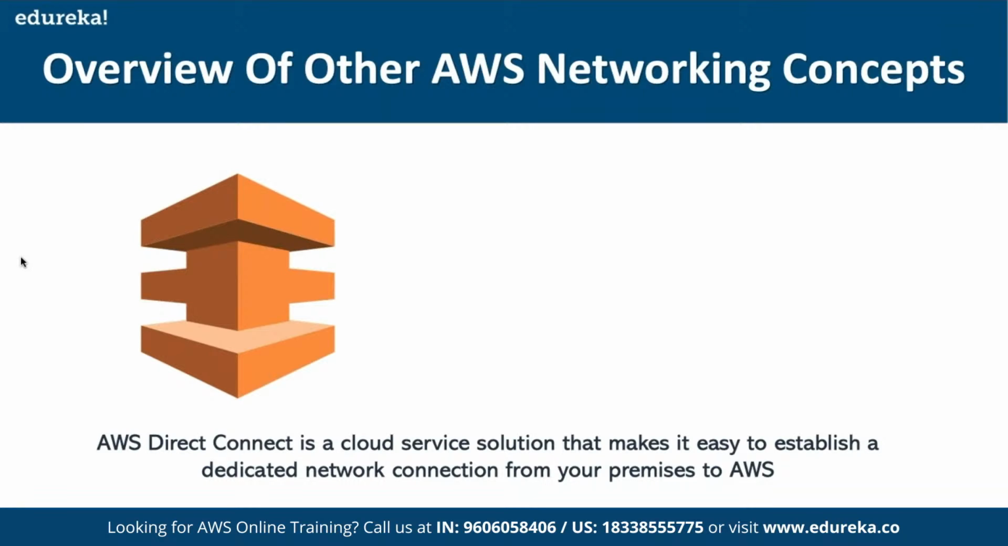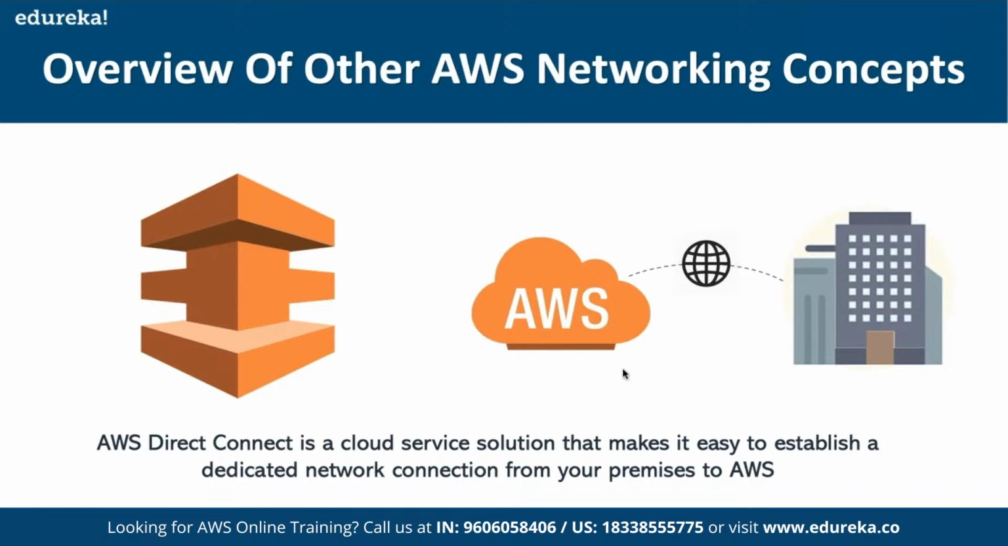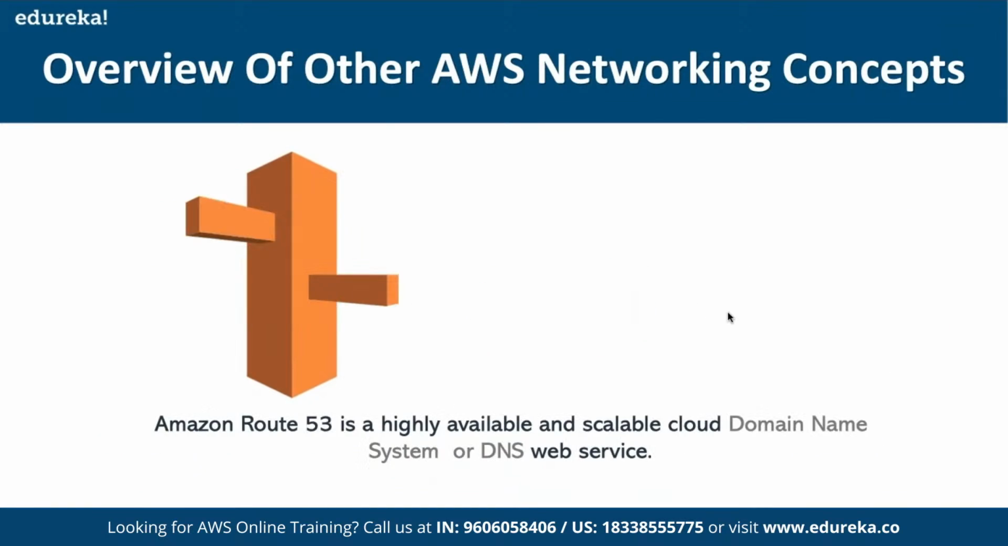You need to provide the details, connect the path, and make this Direct Connect. So this is your on-prem data center. You can host your applications in the cloud and connect privately. Then you have Route 53. Route 53 is a highly available and scalable cloud domain name system, or a DNS web service.